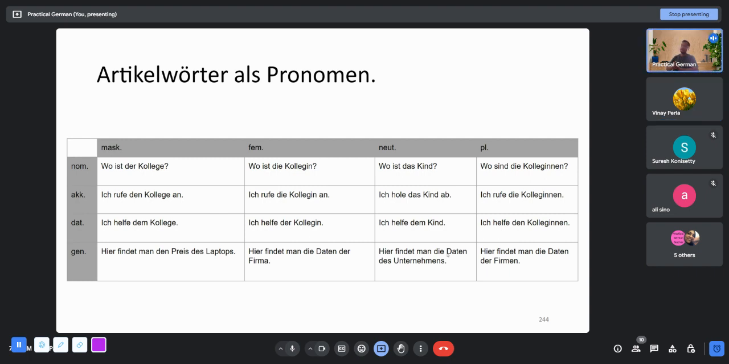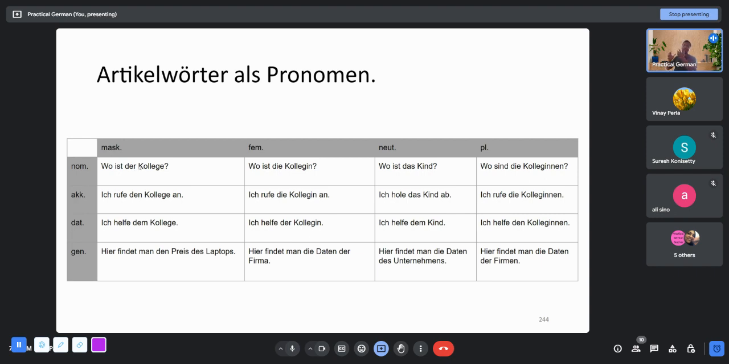Just before you start answering, this is masculine, right? The colleague is masculine, and here the colleague is feminine, right? Male colleague, female colleague. And here the Kind is neutrum. Kolleginnen is a plural noun, right? Here the same thing is in accusative case, so die becomes sie, right? And here the same thing is in dative case, so die becomes sie. And here it's something different, des Laptops is in genitive case.